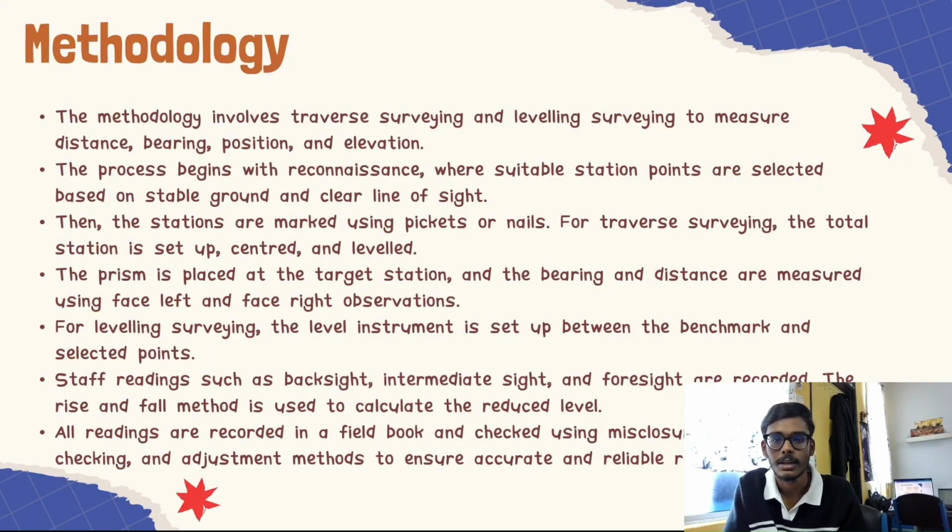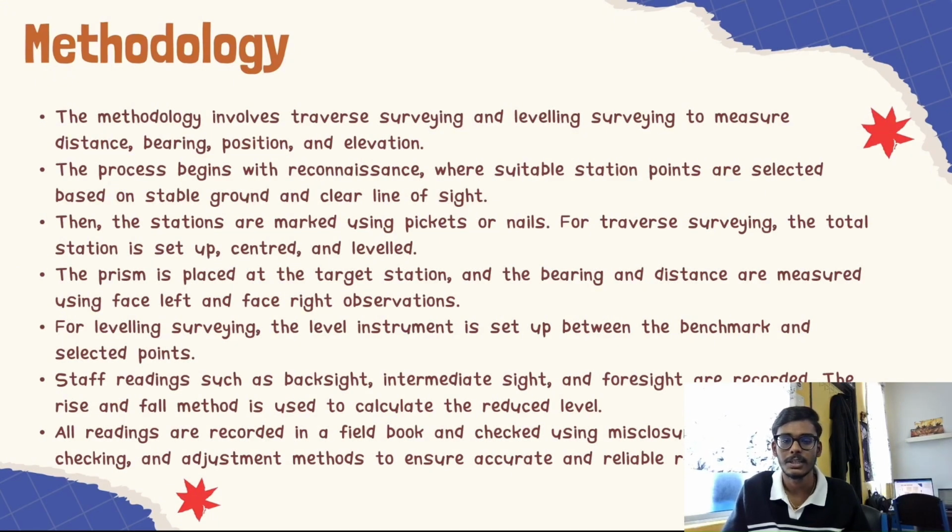Then stations are marked using pickets or nails for traverse surveying. The total station is set up, centered, and labeled. The prism is placed at the target station, and the bearing and distance are measured using face left and face right observation. For leveling surveying, the level instrument is set up between the benchmark and selected points.